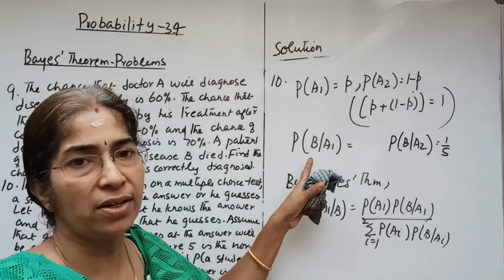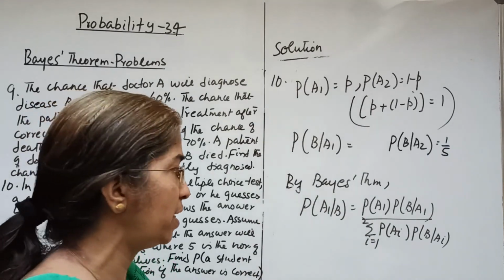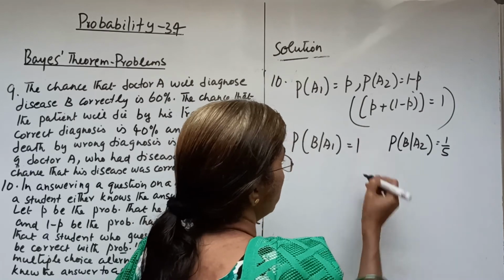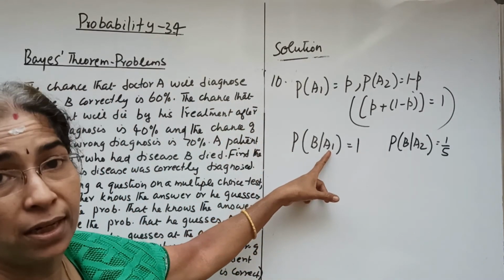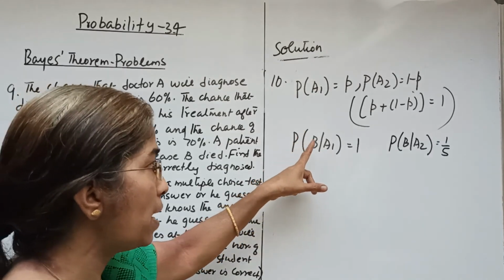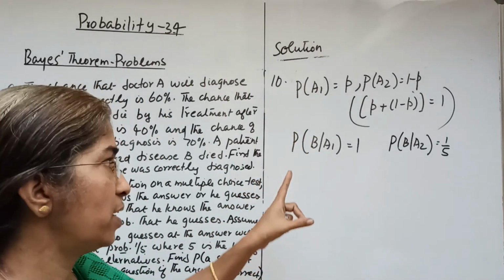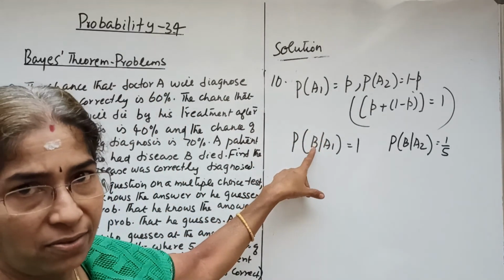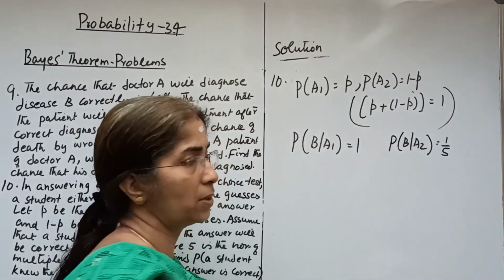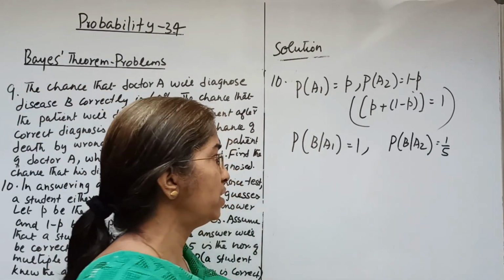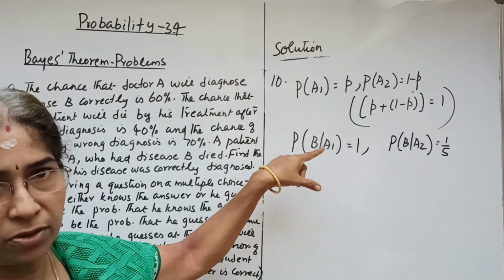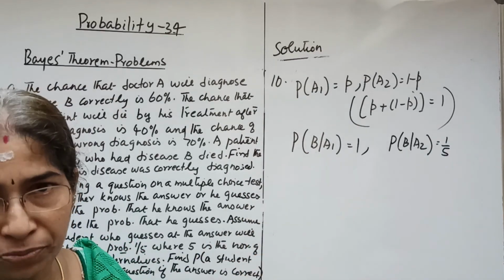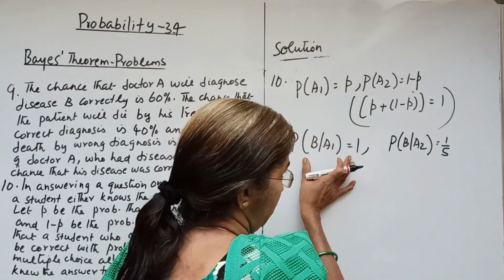We are not given P of B given A1, but we can assume this probability equal to 1. The probability that he knows the answer and the answer is correct is equal to 1. Under the assumption he knows the answer, the probability for the answer to be correct is 1. We have assumed this probability.